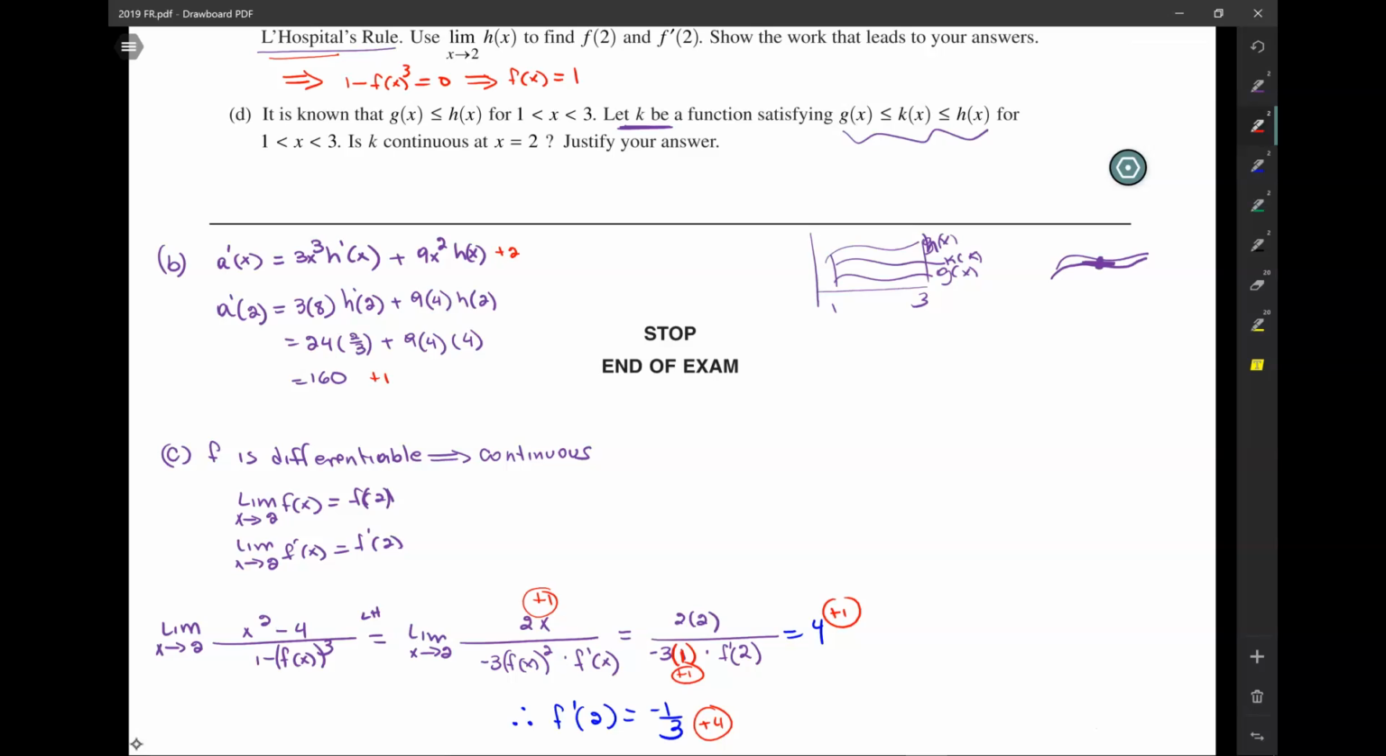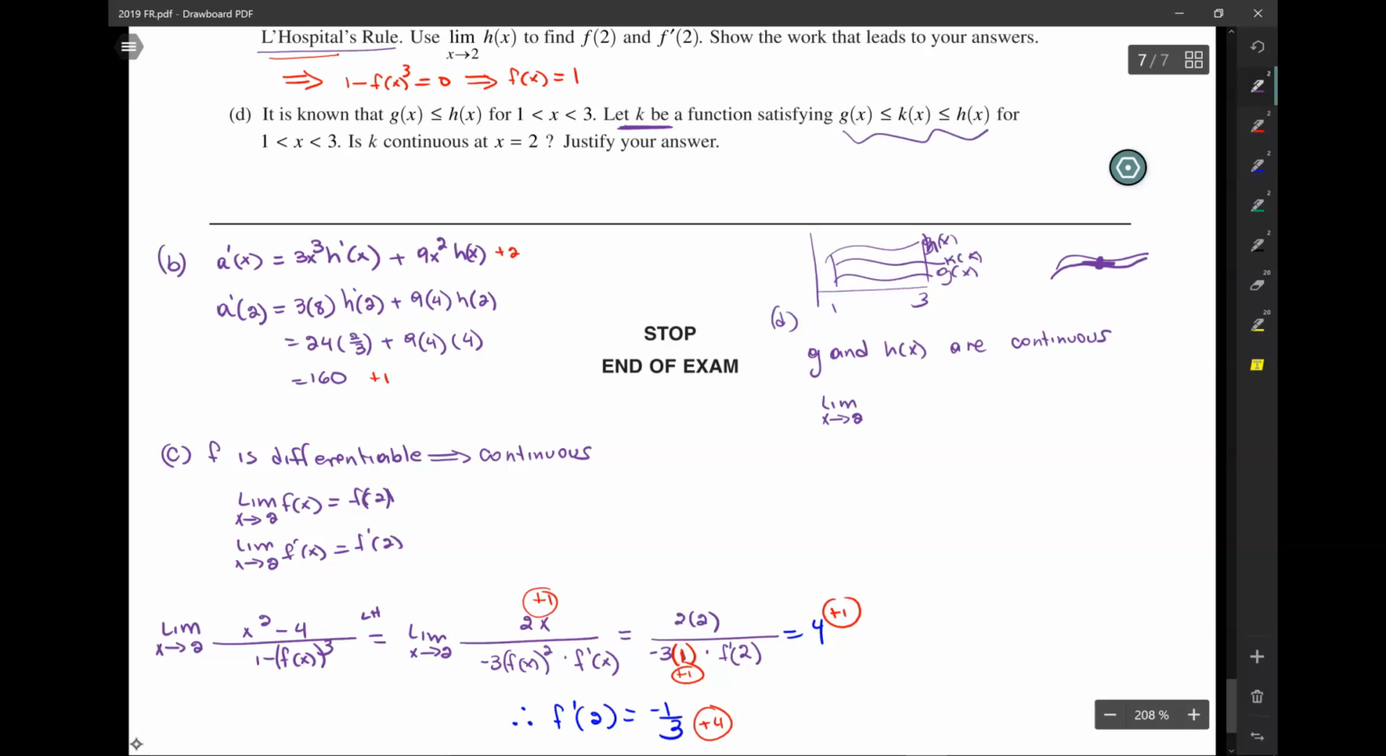So look at what we have here. G and H are differentiable. So again, G and H are continuous. Okay? So the limit as x approaches 2 of g of x is equal to g of 2. That's what it means to be continuous. And that's equal to 4. The limit as x approaches 2 of h of x is also h of 2, and that's also equal to 4.